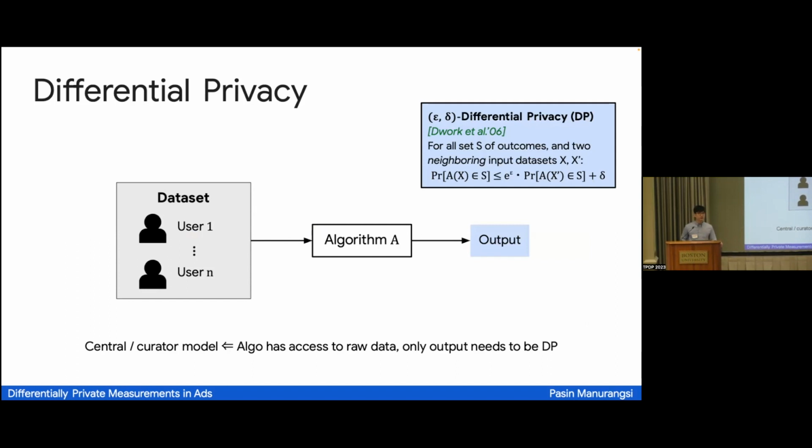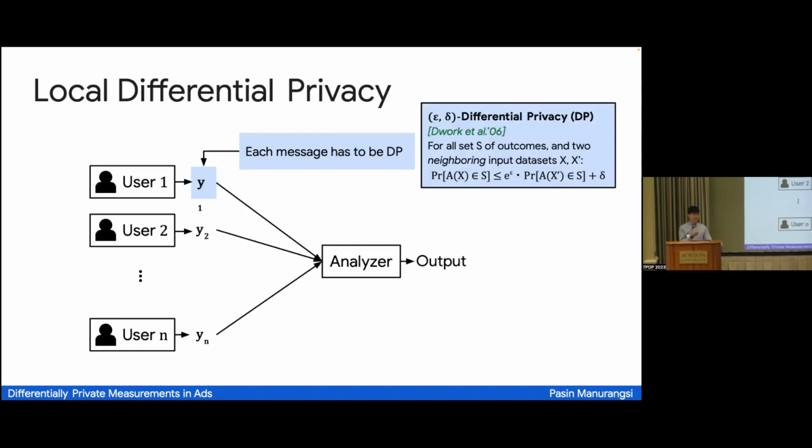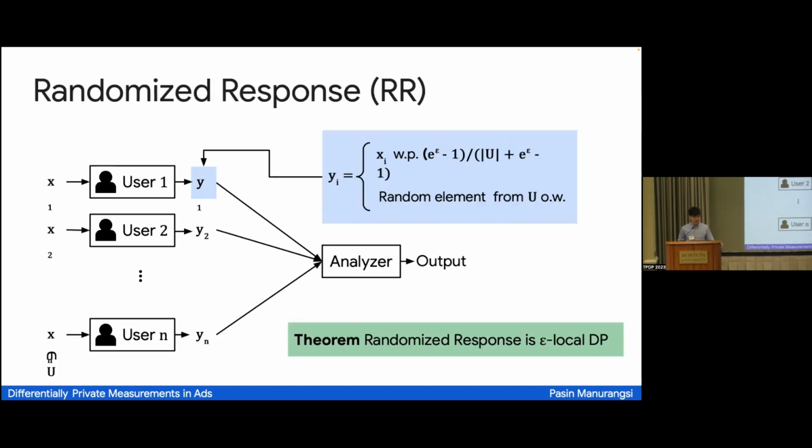I don't think I have to do a review of differential privacy, since this is TPDP. But of course, we have the central model, where the algorithm gets to see the raw data and only the output needs to be differentially private. Here, the only algorithm we'll be discussing is the Laplace mechanism, where we add noise proportional to the L1 sensitivity. I'm sure everyone already knows that. And of course, we have the local model, where the data lives on device and all the messages that leave the device have to be differentially private. In this case, the most basic algorithm is randomized response, where with a certain probability we output the true value and otherwise output a random value from the universe.